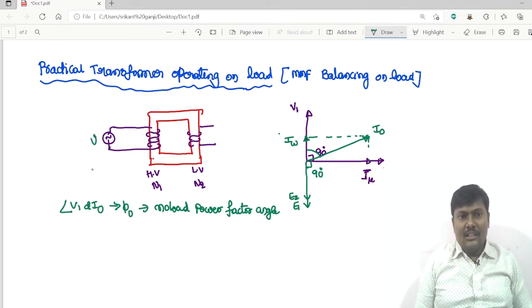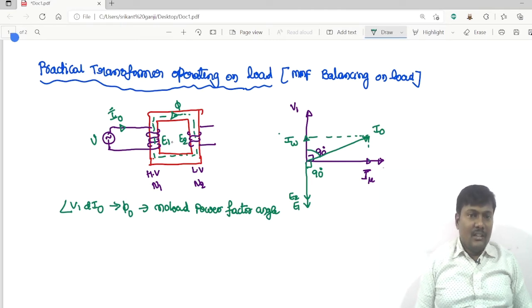Whenever sinusoidal voltage is given to the transformer primary winding, an alternating current flows through the primary winding, which will produce an alternating flux, and this flux links with the primary winding and secondary winding. According to Faraday's law of electromagnetic induction, an EMF is induced in the primary and secondary. If the transformer is operating under no load condition, the current drawn from the supply is I0, that is called the no load current.